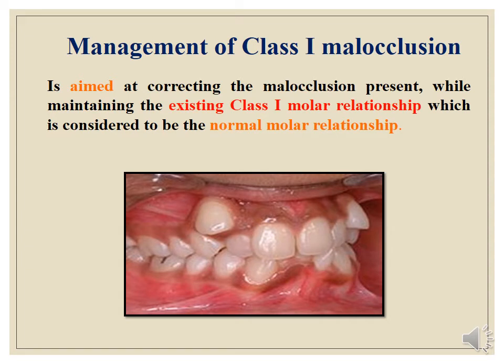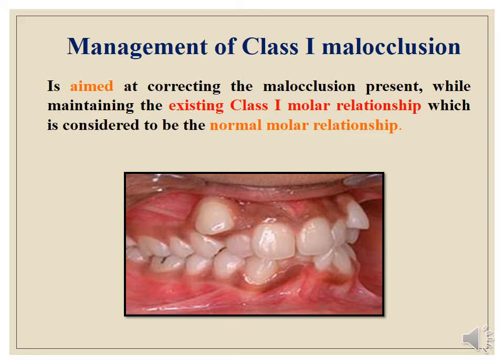Management of class 1 malocclusion always aims at correcting the malocclusion that is present, whether it is vertical, like deep bite or open bite, or transverse, like cross bite, while maintaining the existing class 1 molar relationship, because it is considered to be the normal molar relationship. So we don't want to change this relationship.